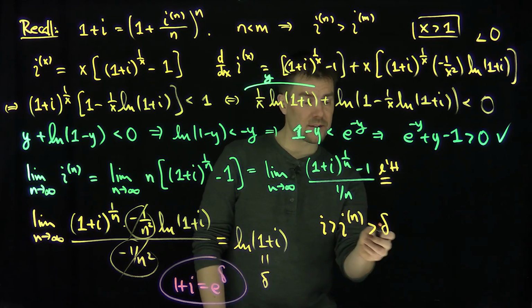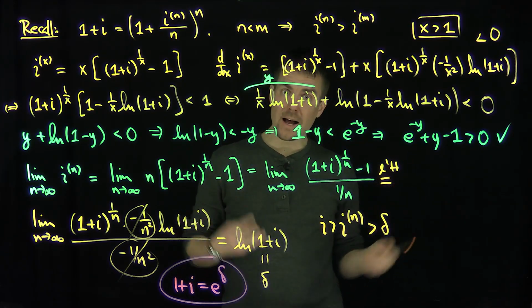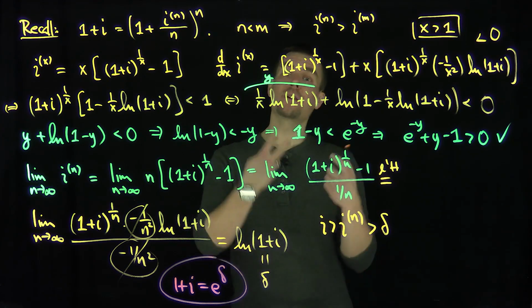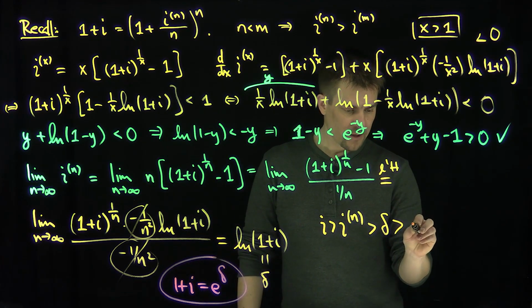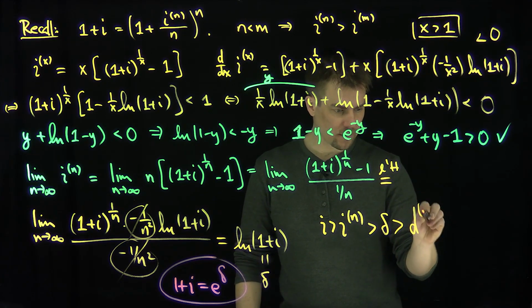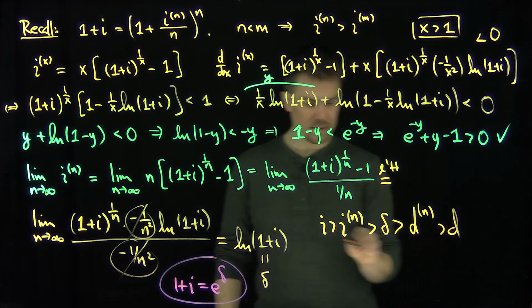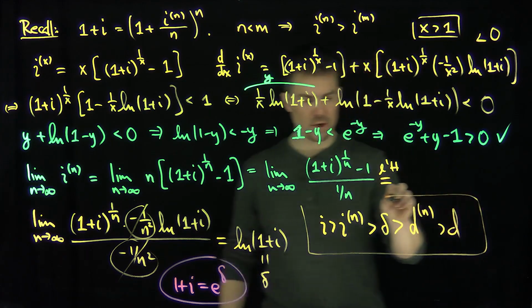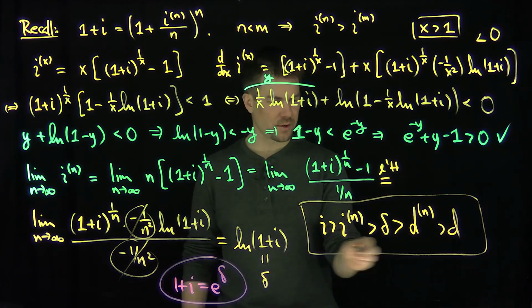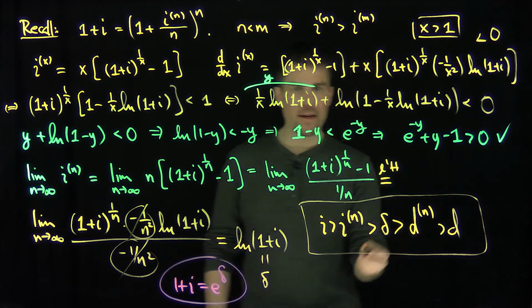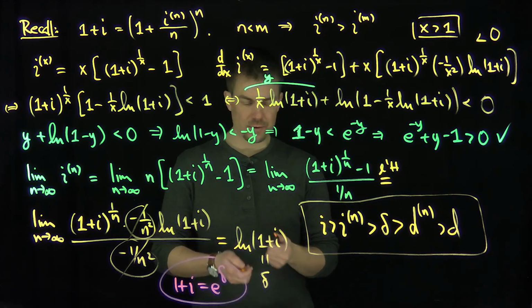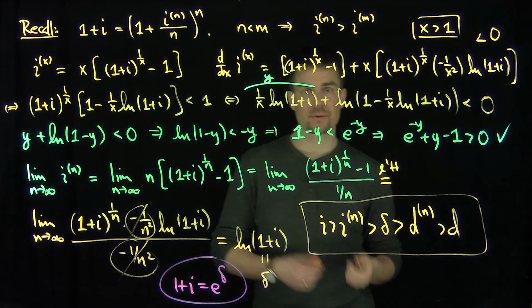Analogously, we can show that this d_n sequence of effective nominal rates of discount increases to delta. The exact same argument is going to show that. So that's a good exercise for you all. d^(n) is bigger than d. So I have this string of relationships between the effective annual rate of interest, the effective annual rate of discount, the nominal rate of interest, the nominal rate of discount, and then the continuous constant force of interest, delta.